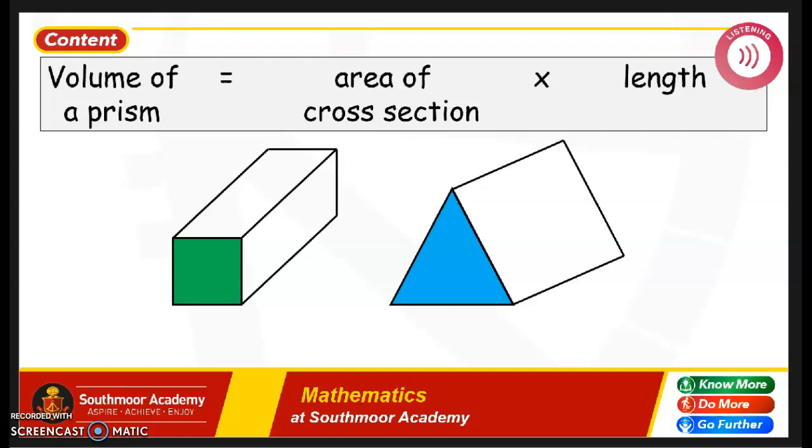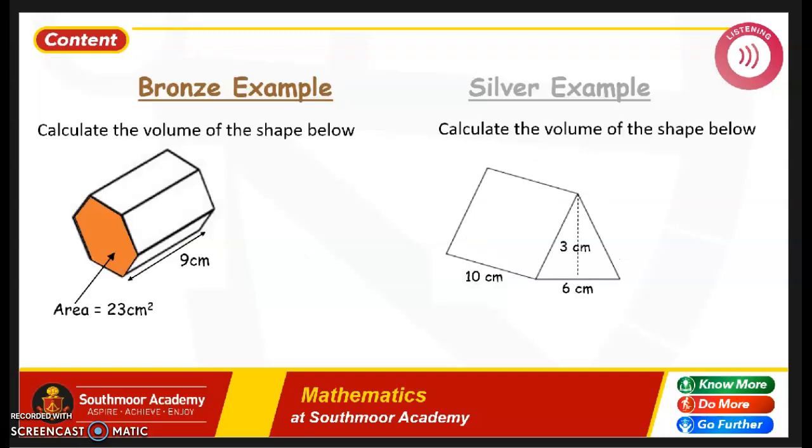I'm going to move on to your bronze example. So here is your bronze example. Make sure you've got this copied down. Pause the video here to allow the students time to copy it down. To calculate the volume of the shape below, we need to work out the area of the cross section. Thankfully for us, the area of this cross section has been given to us, so we just have to times it by our length. Remember, volume equals area times length. So here, the calculation we're going to need is 23 times 9, giving us 207 centimetres cubed.